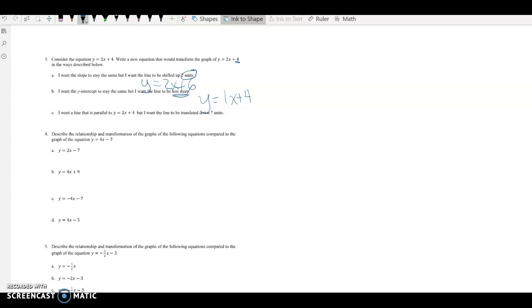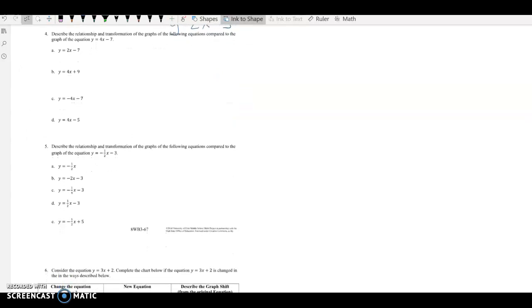I want the line that is parallel to 2x plus 4, but I want the line to go down 7 units. So in order for something to be parallel, it has to have the same slope. So my slope will stay 2 because the steepness is the same, but I'm shifting down 7 units, which means I was at 4. So I need to do 4 minus 7, which is -3.